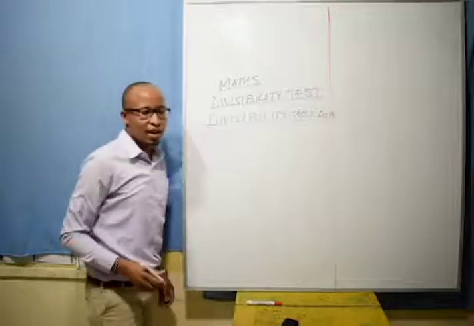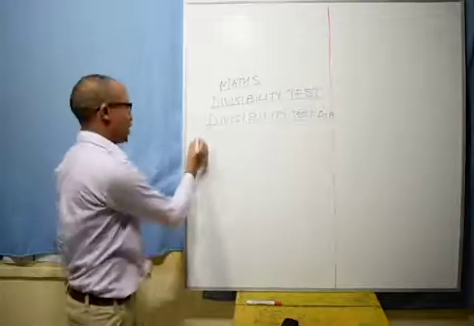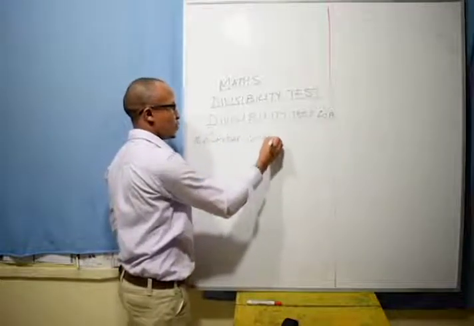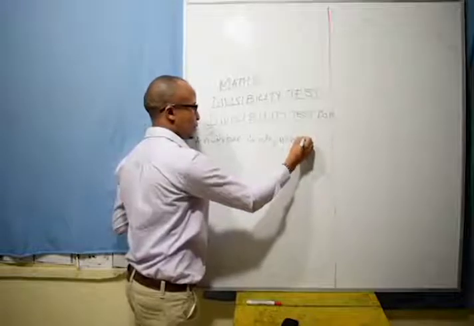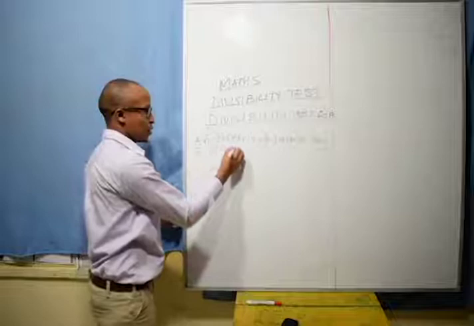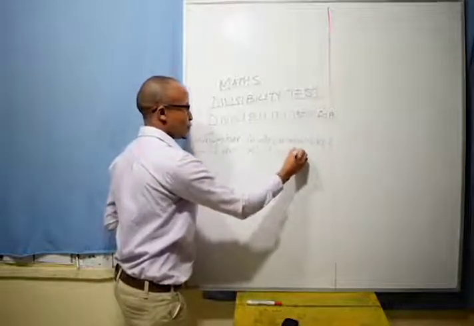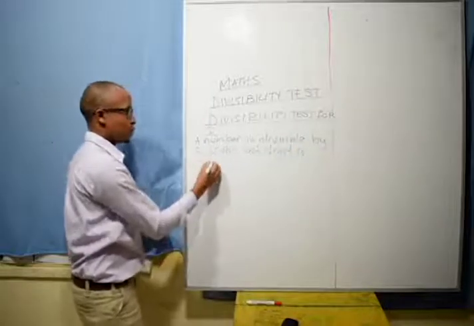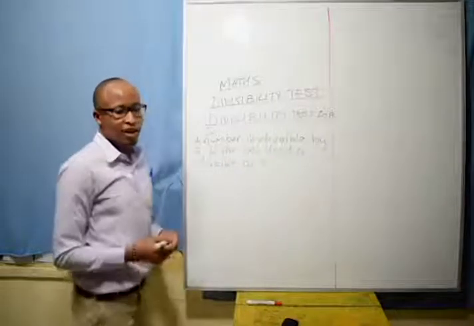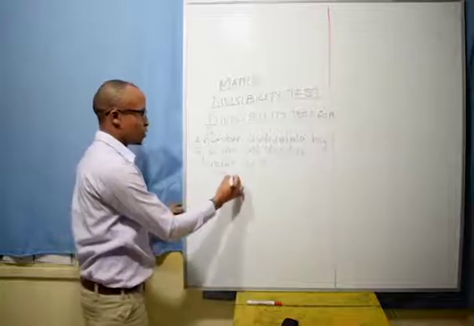So, when can you tell a number is divisible by 2? A number is divisible by 2 if the last digit is divisible by 2. For example, we are going to give an example. You can be given number 1. So let's look at the examples.